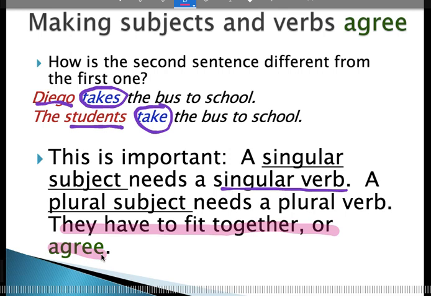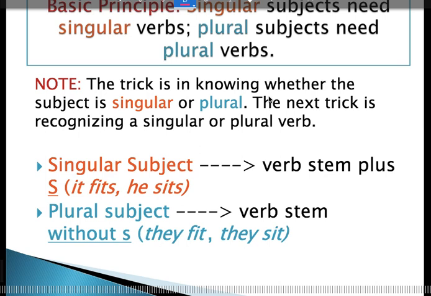If your subject is singular, your verb must be singular. If your subject is plural, your verb must be plural. So we're going to look at a couple rules about that. So again, this basic principle is that singular subjects need singular verbs, plural subjects need plural verbs. However, the trick is knowing whether the subject is singular or plural. Then you need to be able to recognize a singular or plural verb.